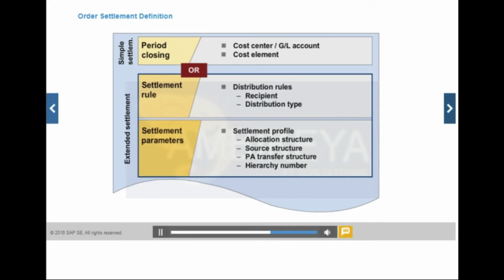These parameters include the settlement profile, settlement structure, PA transfer structure, and so on. The settlement profile, which specifies the default values for the other parameters, is derived from the order type. The individual settlement parameters can then be changed on the order master record. You specify a settlement profile in the master record even if you are using basic settlement. You must specify which receiver object types are to be permitted.